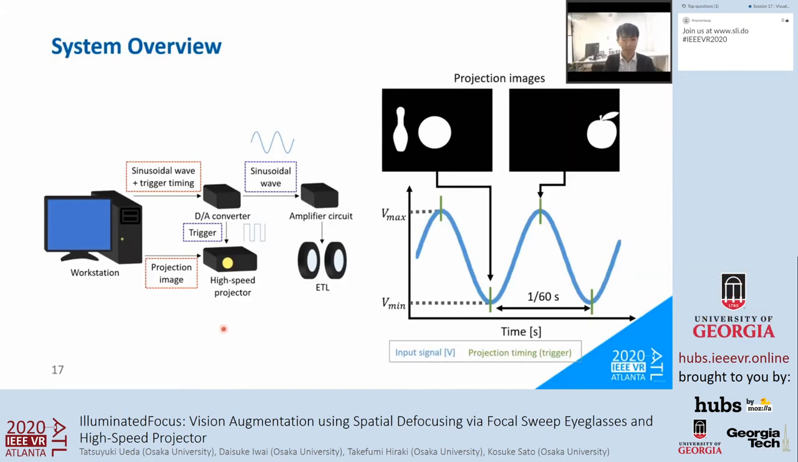This is the system diagram. The digital-to-analog converter outputs a sinusoidal signal to the ETL and a trigger signal to the projector to synchronize illumination. We control the projector to project different images at different voltages. The ETL's driving frequency is 60 Hz. The projection timing is determined taking into account the response speed of the ETL.